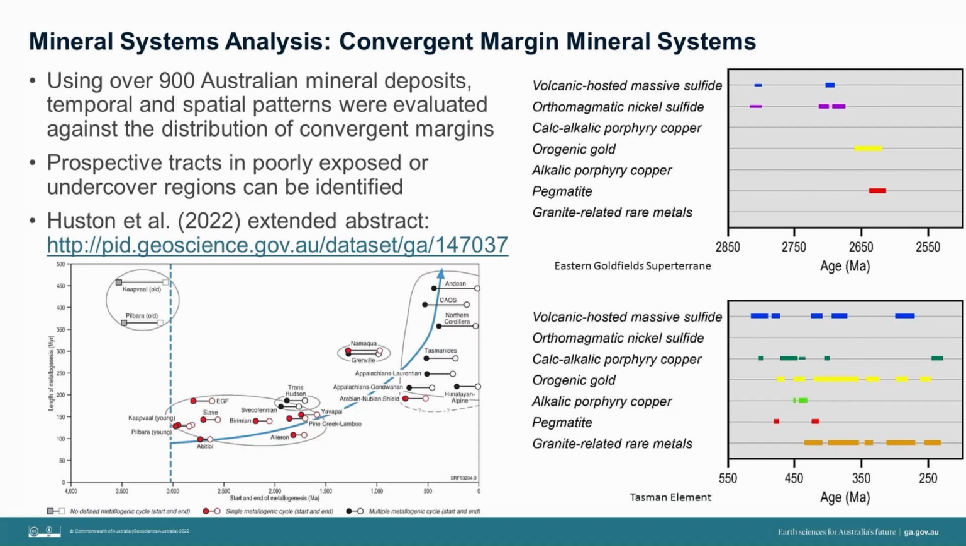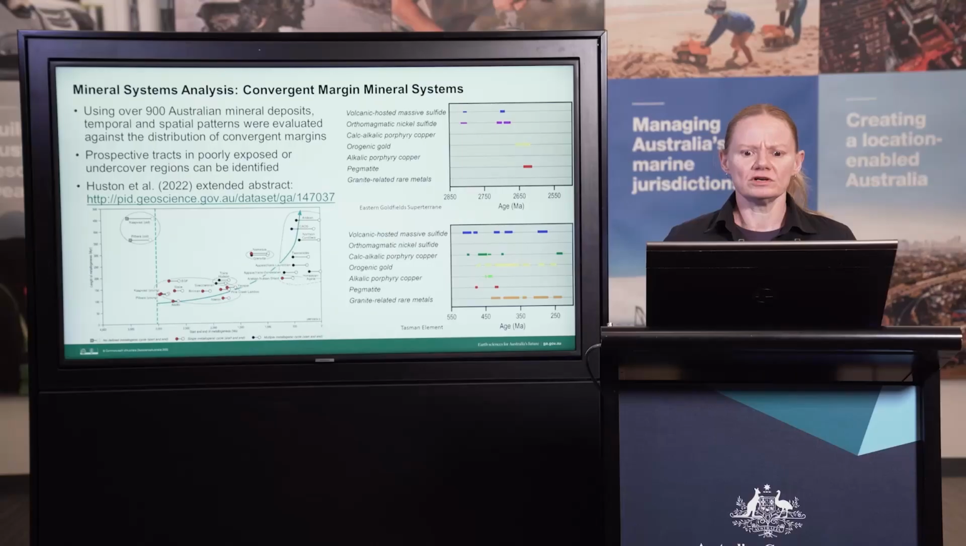As we can see in these two plots on the right-hand side of the slide, in the Eastern Goldfields superterrane in the Yilgarn Craton in Western Australia, we can see mostly a single cycle, whereas if we look at the younger Tasman element in the east of Australia, we can see that there are multiple metallogenic cycles present. For more detail on this work on convergent margin metallogenic cycles, please see the presentation from David Houston.